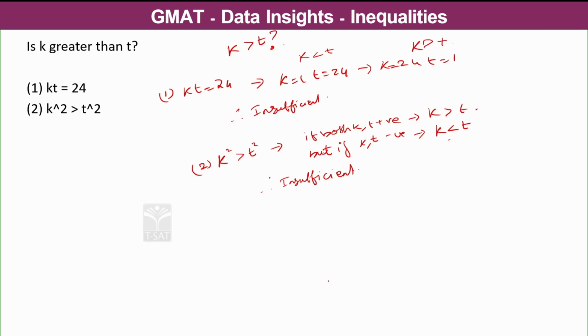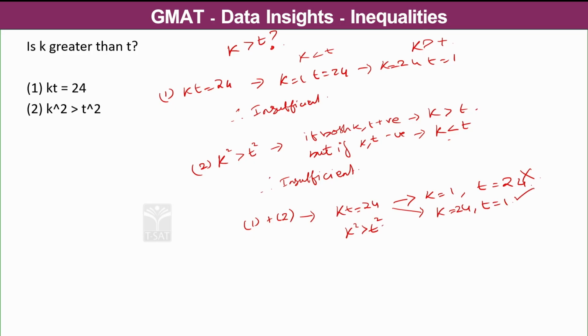We have seen them both alone, but let us now check both statements together. If kt equals 24 and k square is greater than t square. Let us say that k equals 1 and t equals 24, then you cannot say that k square is greater than t square. So, k cannot be 1 and t cannot be 24, it has to be k equals 24 and t equals 1, then k square is greater than t square, yes. So, here you will say that k is also greater than t.